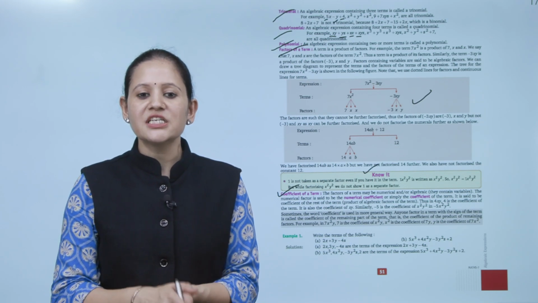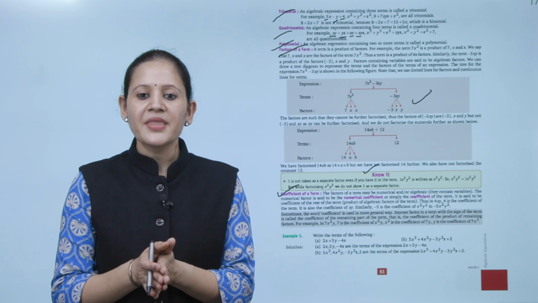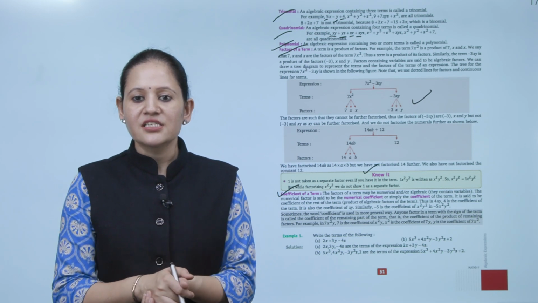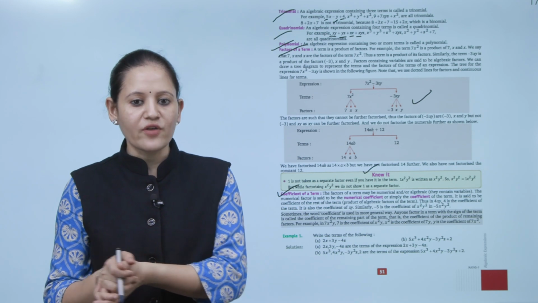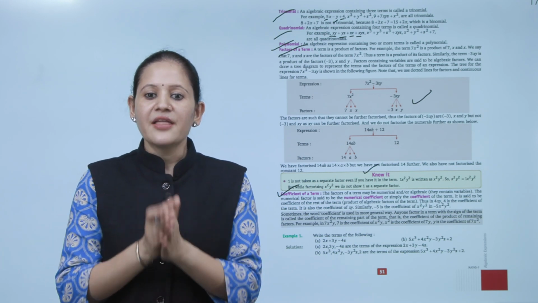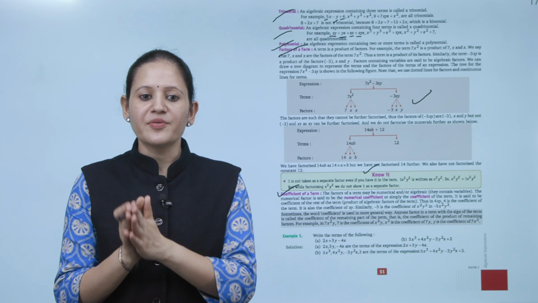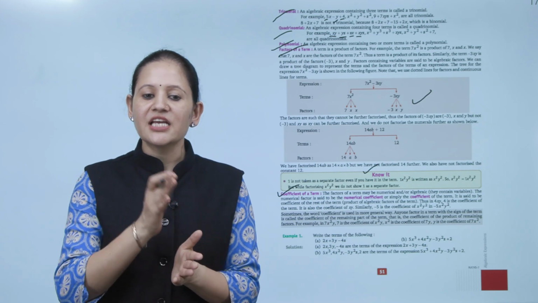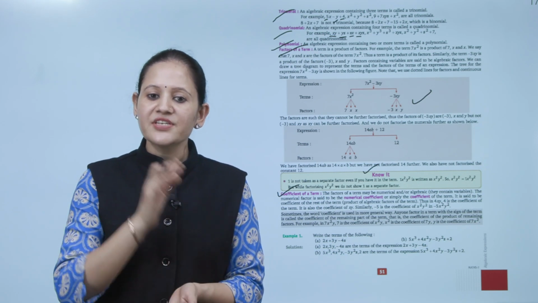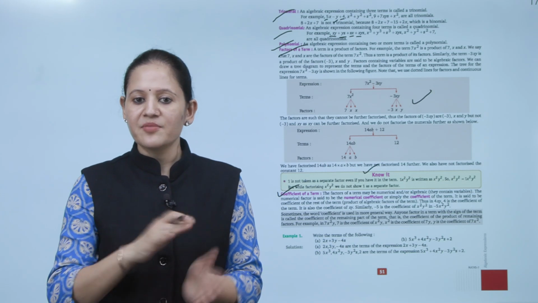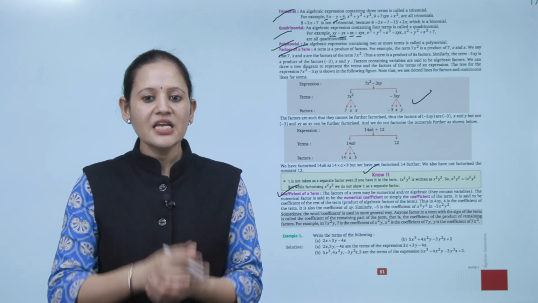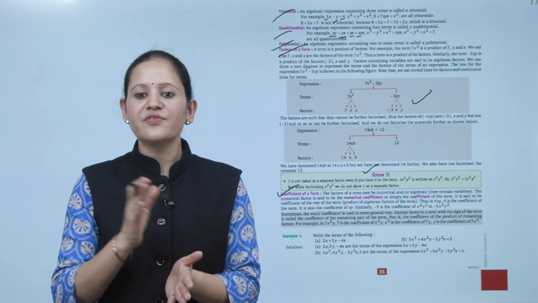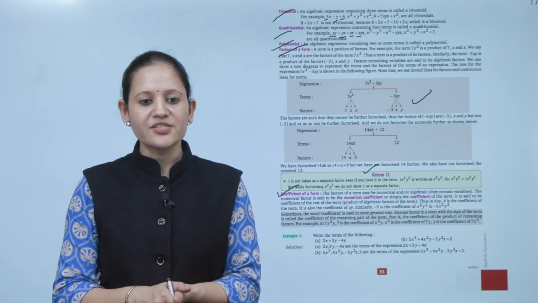Sometimes the word coefficient is used in a more general way. Any one factor in a term, with the sign of the term, is called the coefficient of the remaining part of the term. That is, the coefficient of the product of the remaining factors. For example, 7x square y. Here 7 is the coefficient of x square and y. Remaining term क्या हो गई? x square y, उसका coefficient हो गया 7. X square is the coefficient of 7y and y is the coefficient of 7x square.